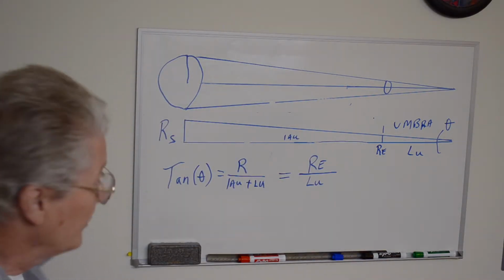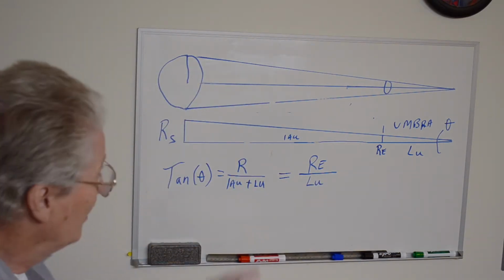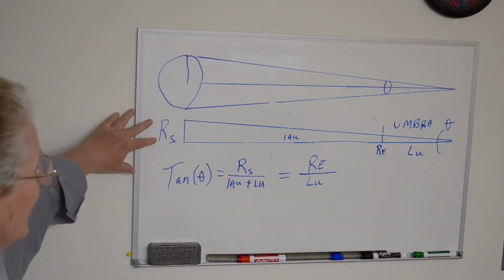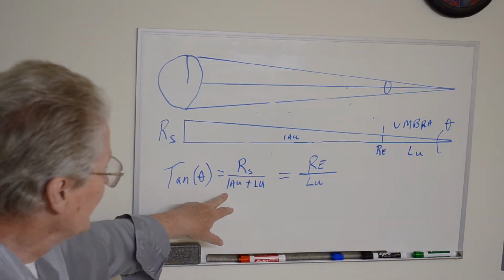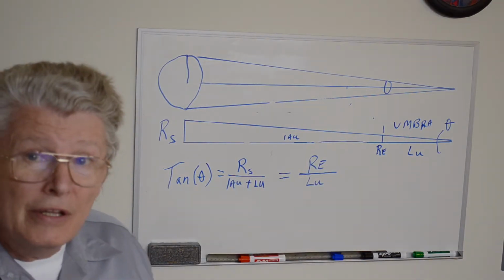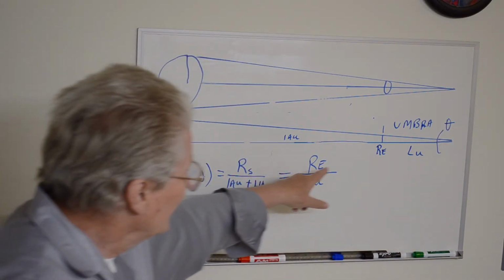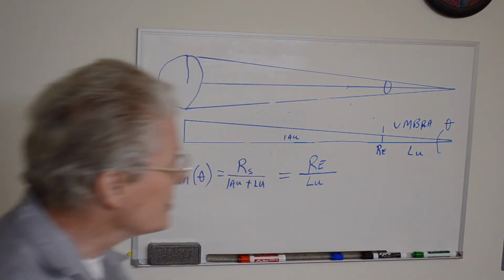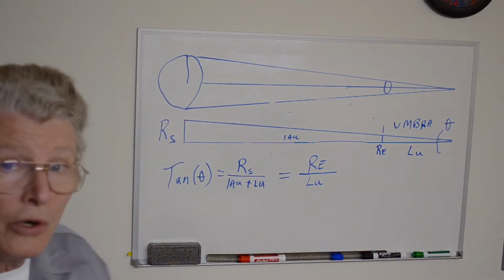So we start with this. The tangent of this angle is going to equal RS, the radius of the Sun, divided by this entire side, which has a length of 1 AU plus the value of LU. The tangent of that angle will also equal the ratio of RE as the opposite side and LU as the adjacent side. So these two ratios are going to be equal.